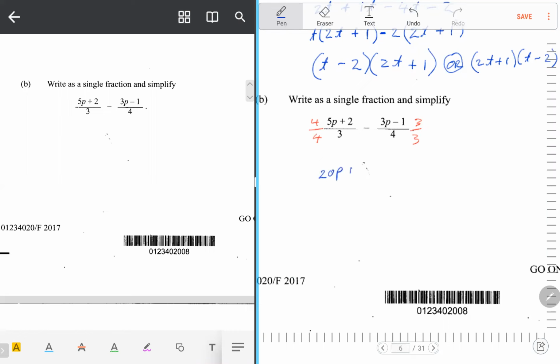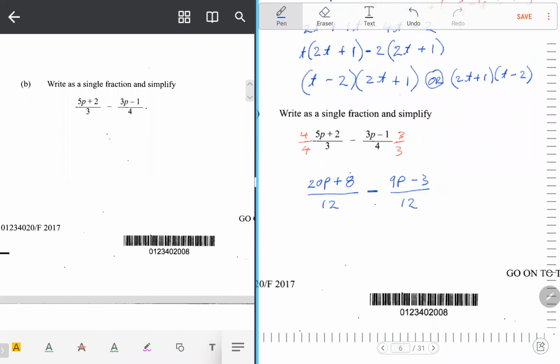The 4 times 2 is 8, divided by the 4 times 3 is 12. Minus, and now you're multiplying the 3 by those, right? And so 3 times 3p is 9p, and 3 times minus 1 is still minus 1, all over 4 times 3 is 12. So now the two denominators are the same.